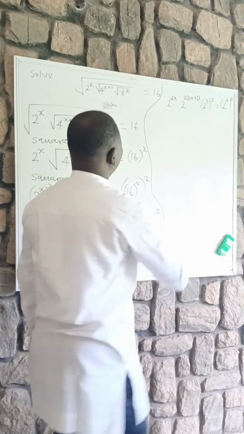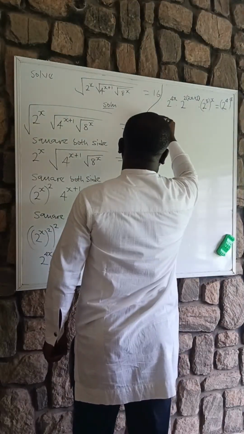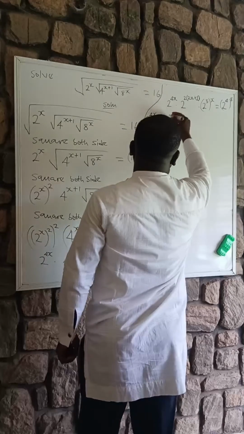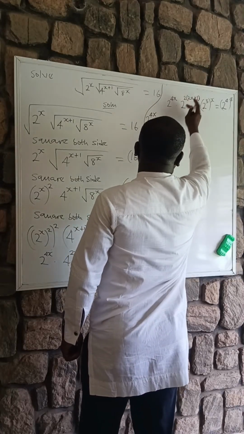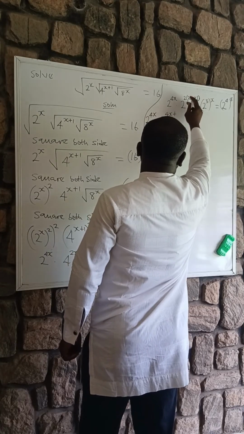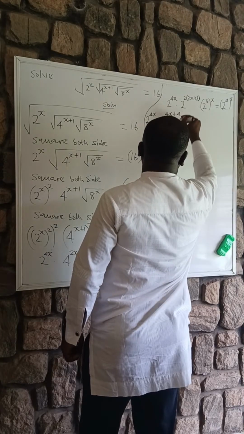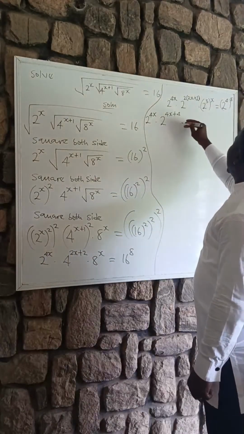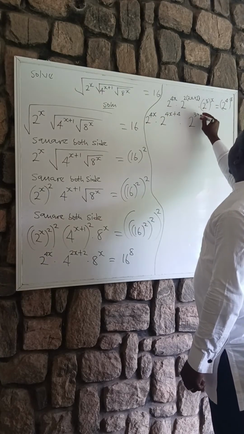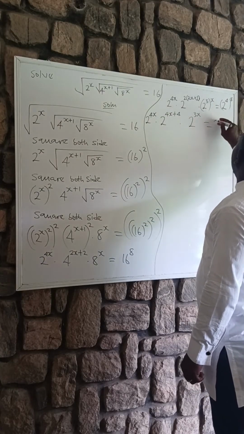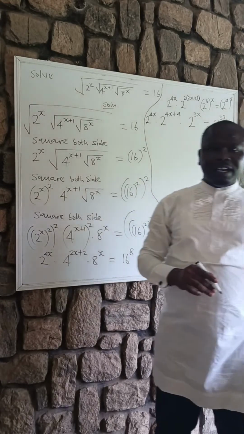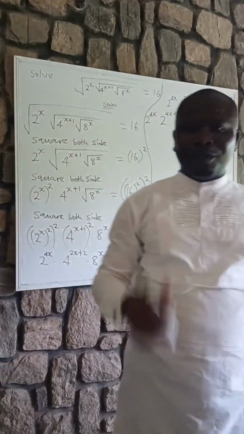So here will now be 2 raised to the power of 4x times 2 raised to the power of 2 times 2x, which is 4x, plus 2 times 2, which is 4. So I'm right. So 2 raised to the power of 3 times x is 3x equals 2 raised to the power of 4 times 8, which is 32. Am I right?